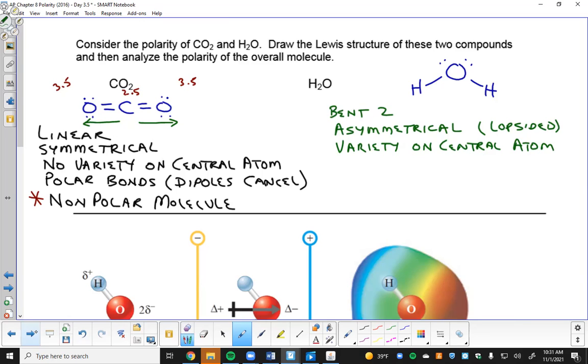If I look at the bonds, 2.1, 2.1, 3.5 up here, these are polar bonds. But because it's asymmetrical and it's lopsided, nothing's going to offset the direction of the dipoles. They're not going to cancel. And for that reason, it's going to be a polar molecule.